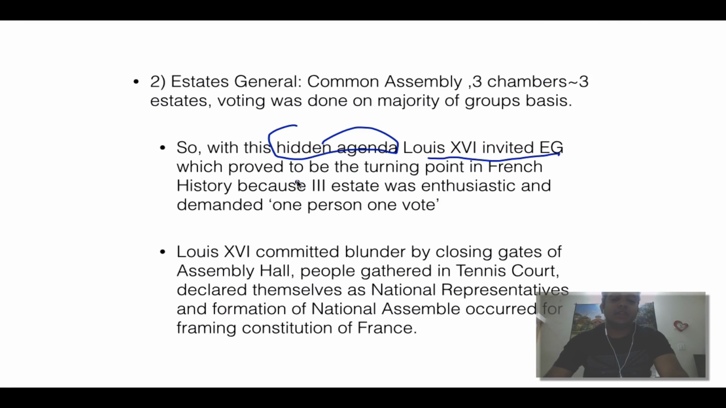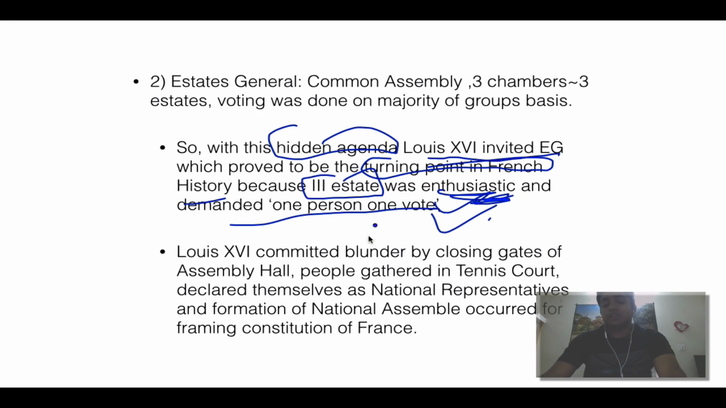So with this hidden agenda, Louis XVI invited the Estates General. It was a turning point in French history, because the third estate was enthusiastic and demanded one person, one vote. In that case, what will happen? The third estate will have a good chance of winning.